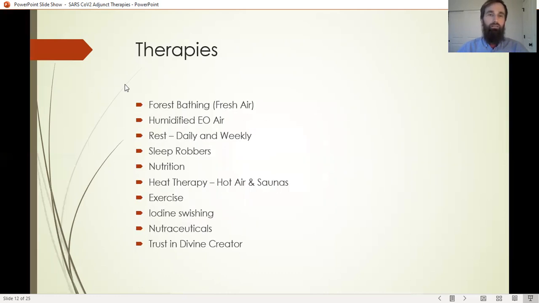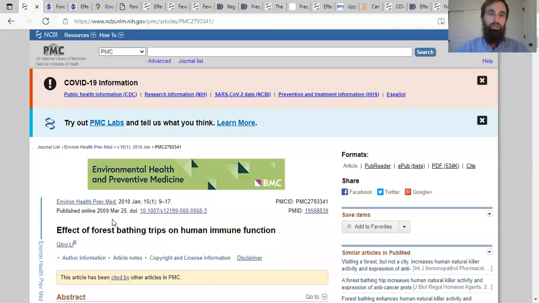I just have to switch screens here. So we can see here.